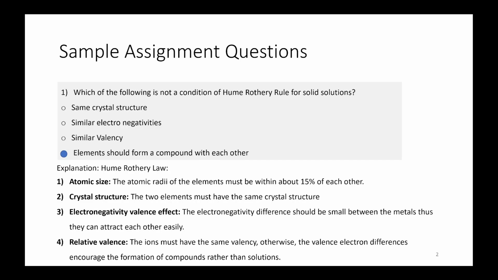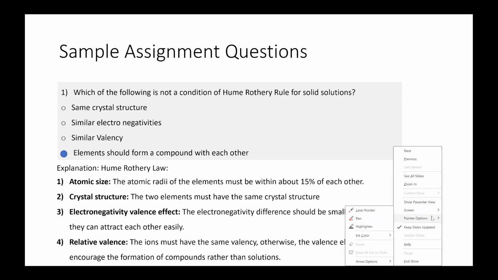Third is electronegativity. The electronegativity difference should be small between the metals, so they can attract each other easily. And the other is relative valence. The ions must have the same valency, such as 2+ and 2+, or 3+ and 3+. Otherwise, the valence electron differences encourage the formation of compounds rather than solutions.